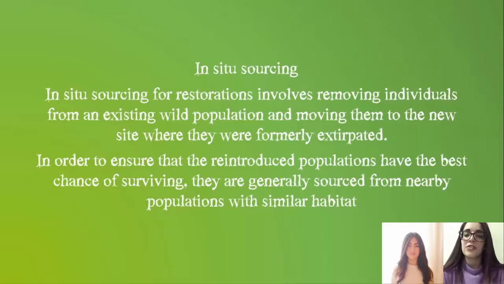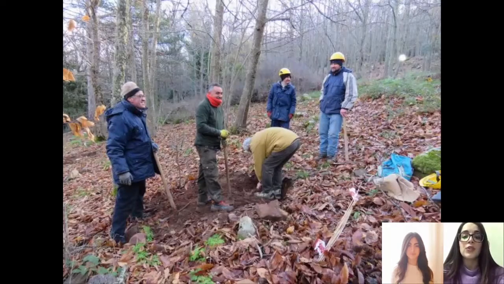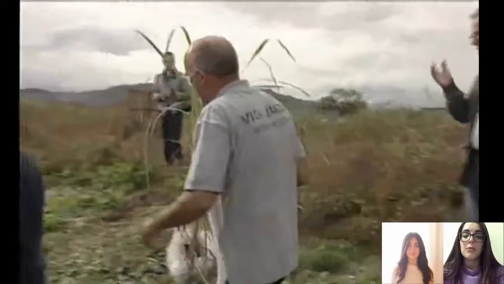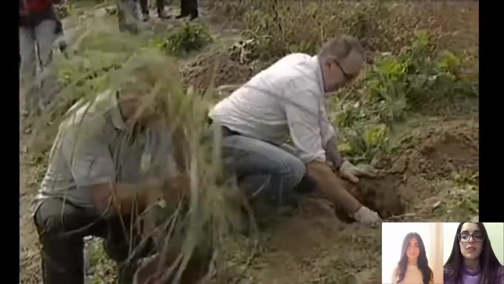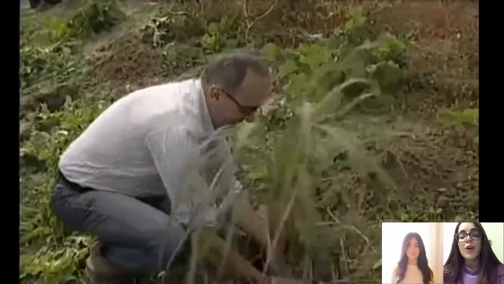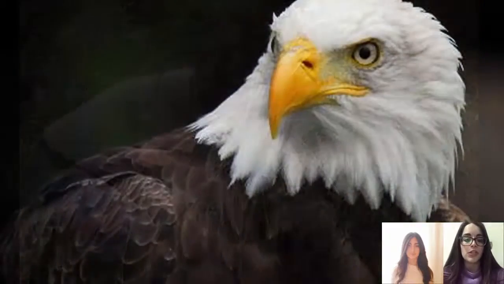In situ collection for restoration involves removing individuals from an existing wild population and moving them to a new site where they were formerly extirpated, in order to ensure that the introduced population has the best chance of surviving. They are generally collected from a nearby population with a habitat similar to their introduction site, which will maximize the chance that reintroduced individuals will be similar to their original population.